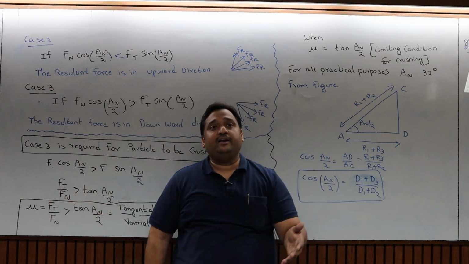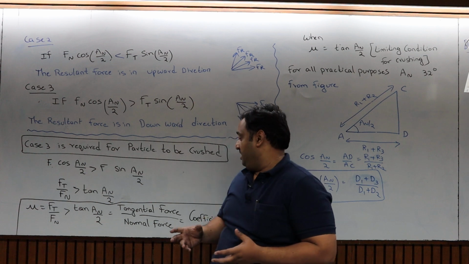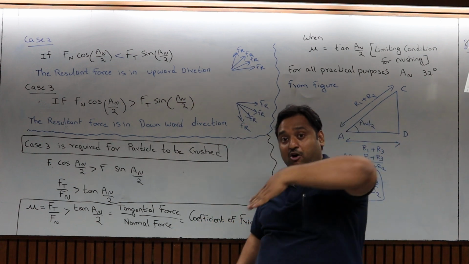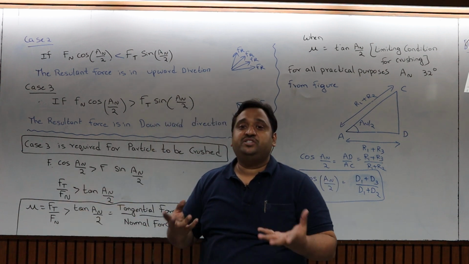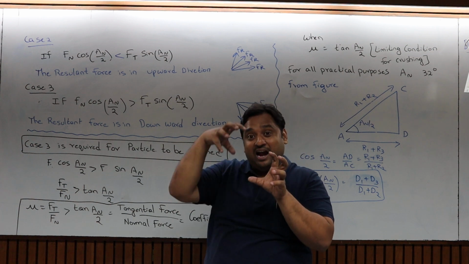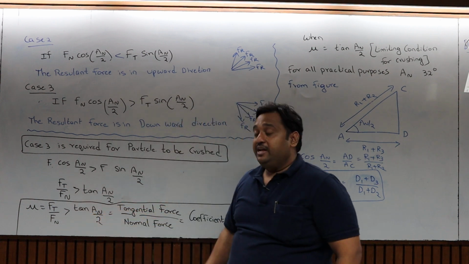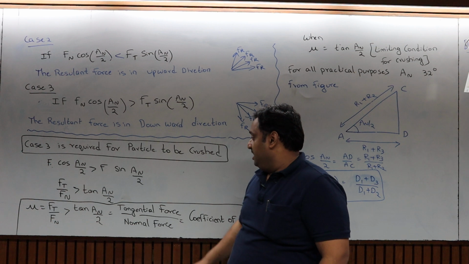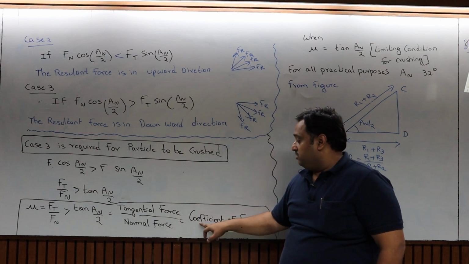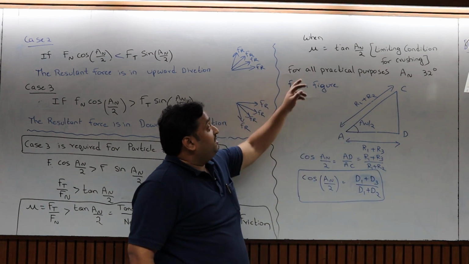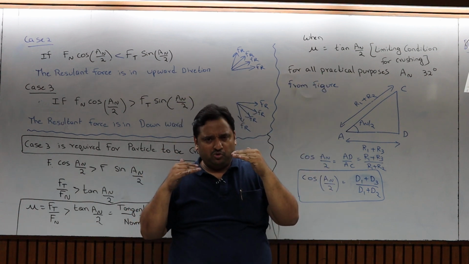In engineering, people call the tangential force to the normal force a specific thing, which is called friction. How much tangential force is applied over the normal force is called the coefficient of friction between the rolls and the particle. Mu is Ft by Fn, which is greater than tan(an/2). This is the condition to be fulfilled. Ft is the tangential force, Fn is the normal force, and their ratio is the coefficient of friction.